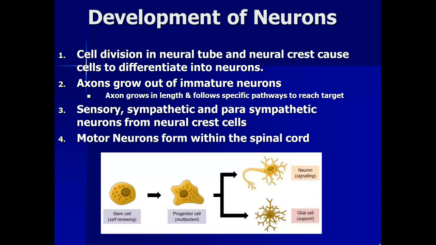The target structure might be outside the neural tube, though, and there are markers that attract the growing tip of a neuron, and other things repel it.